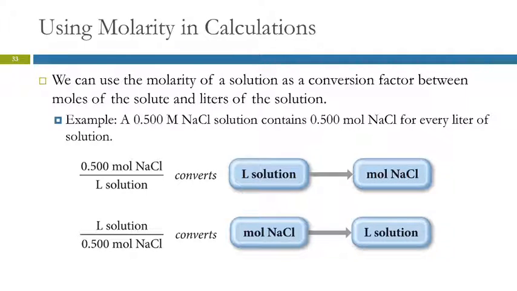So molarity, having units of moles per liter, can be a great conversion factor. So we use this as a conversion factor between the moles of solute and liters of solution. A 0.500 molar sodium chloride solution means 0.500 moles of sodium chloride per liter of solution. Or we can write that upside down. So we can go from liters of solution to moles of sodium chloride, or from moles of sodium chloride to liters of solution. Then you combine that with a molar mass, and you can do all kinds of stuff.